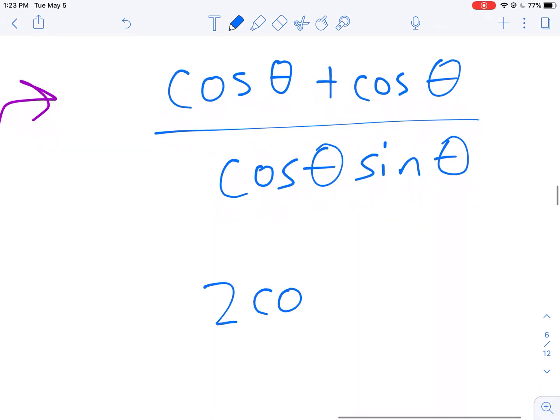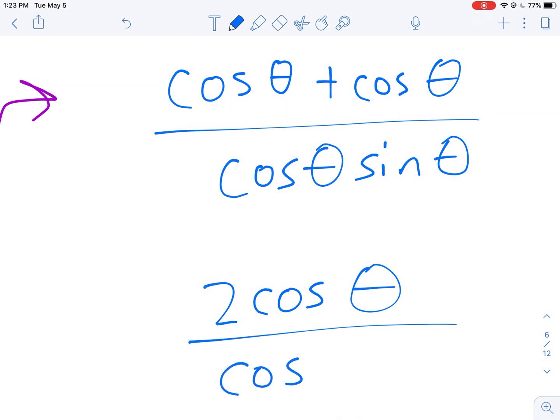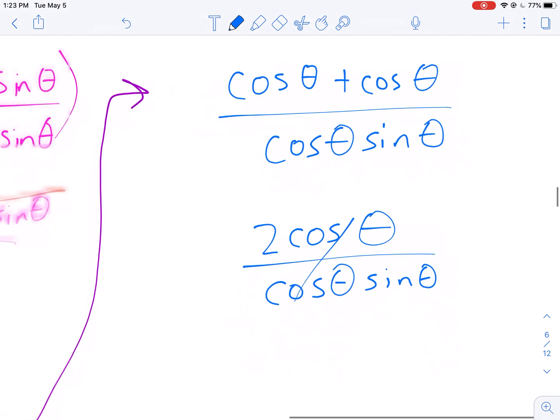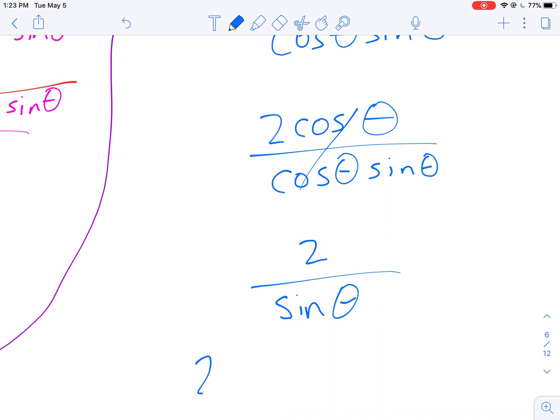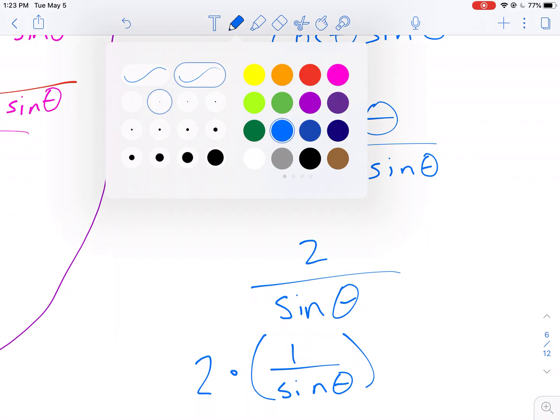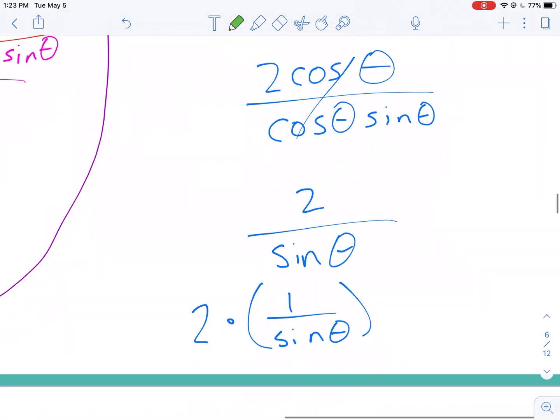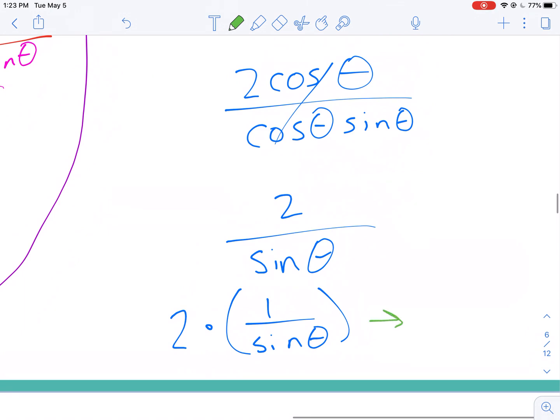That's 2 times the cosine of theta all over the cosine of theta sine of theta. The cosines cross out because I have 1 in the numerator and 1 in the denominator. That leaves me with 2 over the sine of theta. And I can rewrite this as 2 times 1 over the sine of theta. And 1 over the sine of theta is equivalent to cosecant. So this becomes 2 times the cosecant of theta.